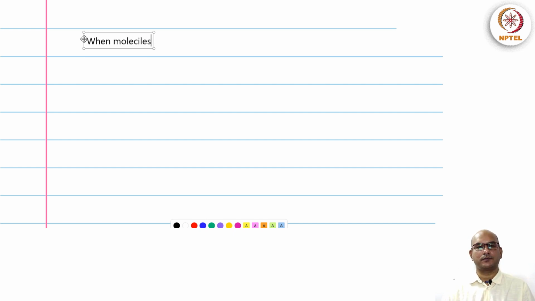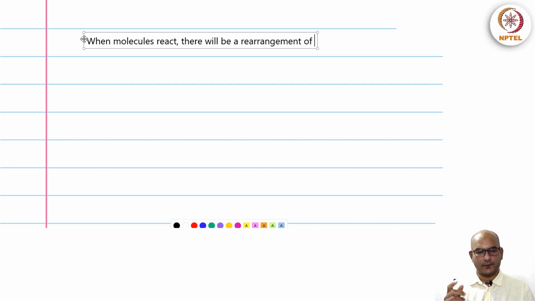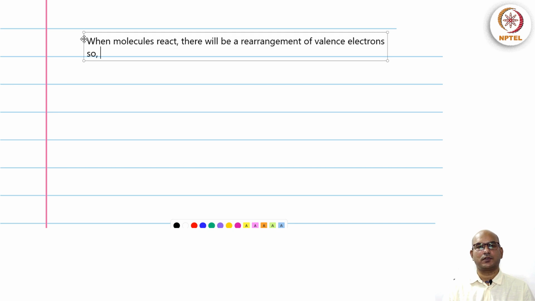Now when molecules react, there will be a rearrangement of sort of the valence electrons. So some energy has to be spent because you are bringing them together and rearranging for this to happen. So they have to cross an energy barrier.